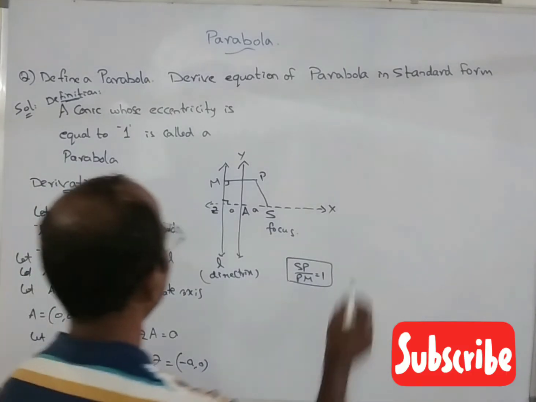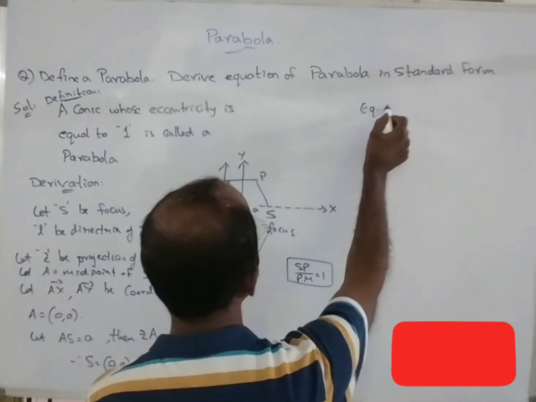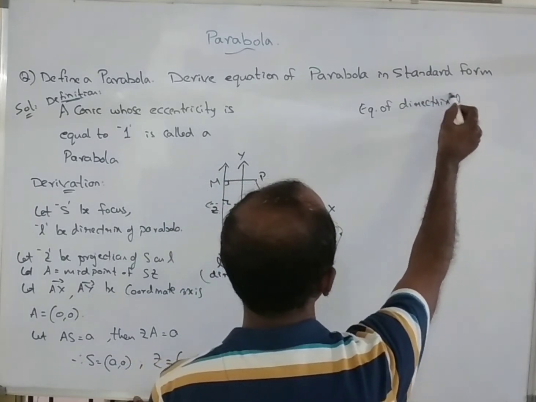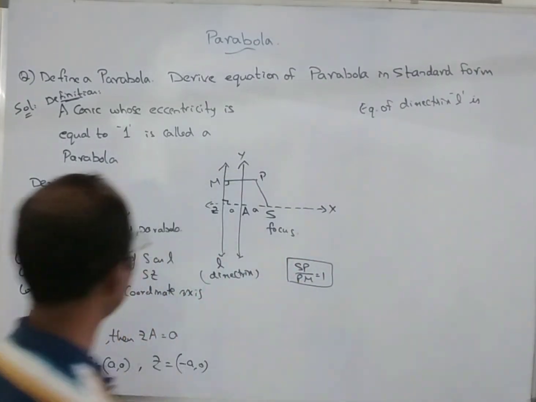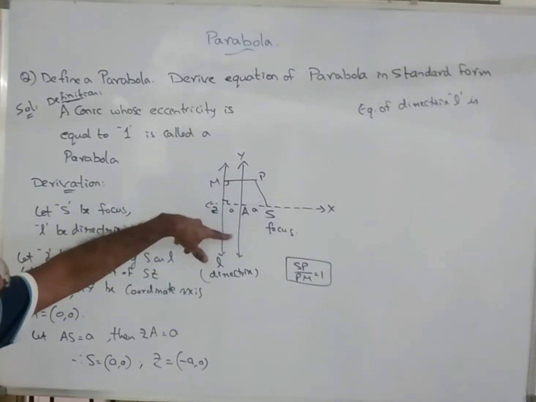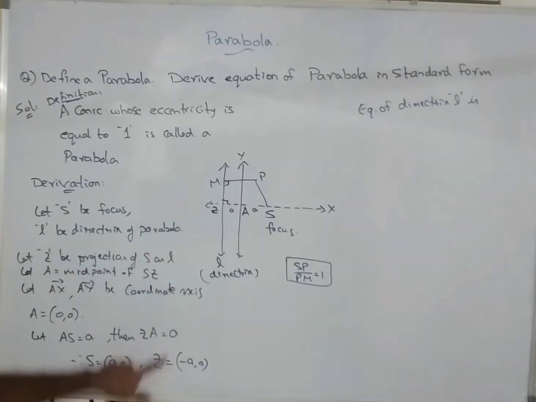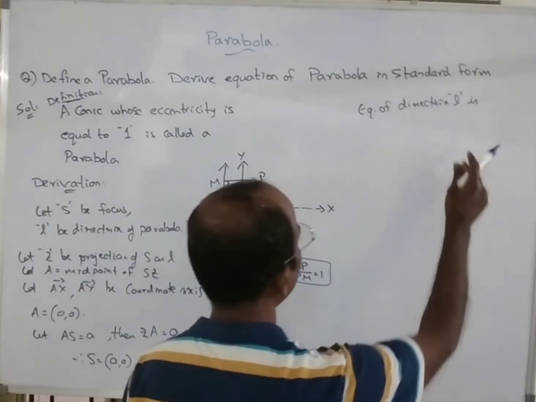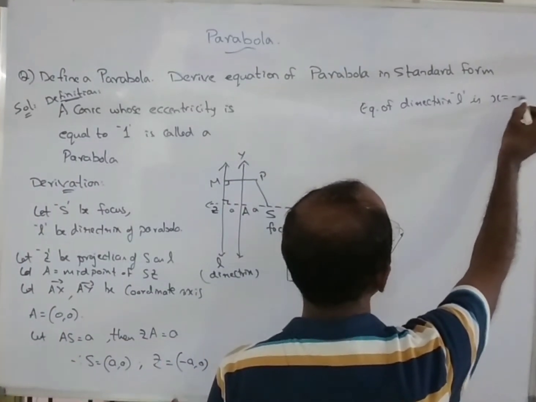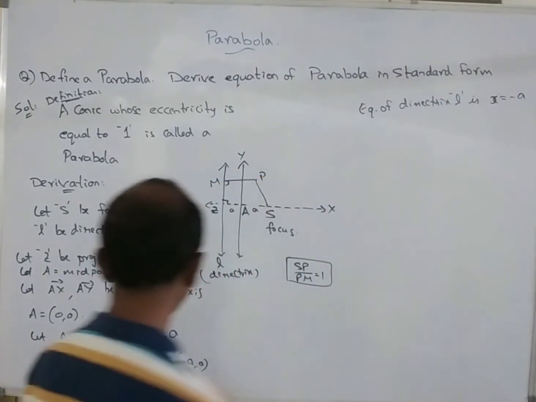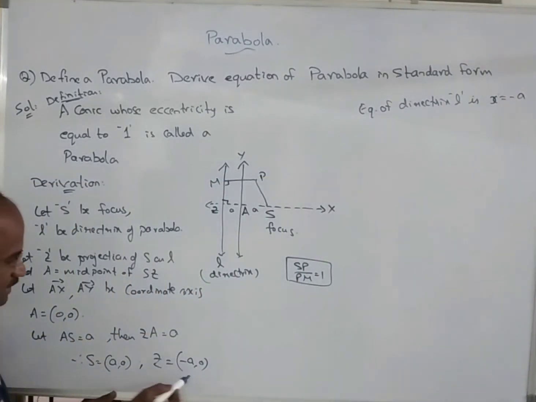Then what will be the equation of the directrix? The equation of directrix L will be what? Very simple. It is the directrix, which is parallel to AY, the y-axis, and passing through (-a, 0). So any line parallel to the y-axis and passing through (-a, 0) will be of the form x equal to the x-coordinate. I repeat again. Now Z is (-a, 0).